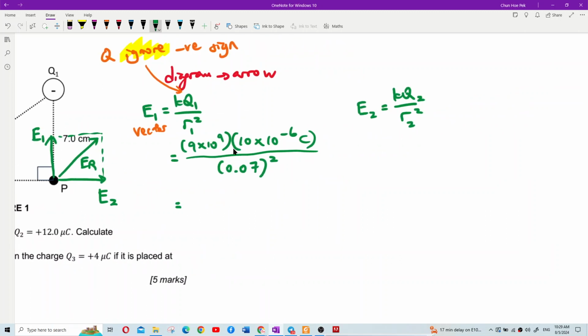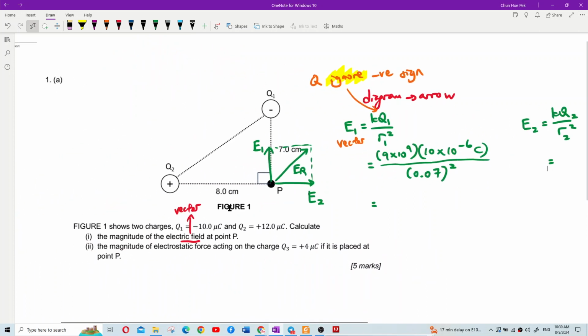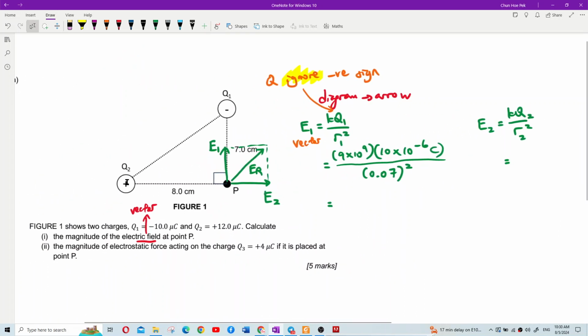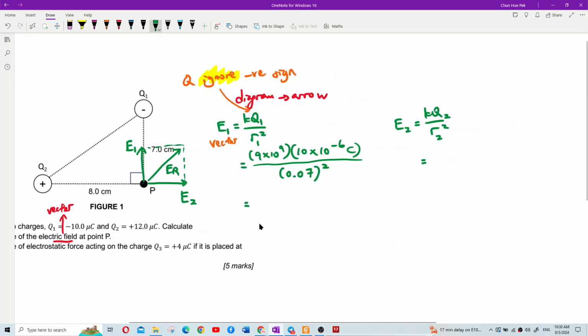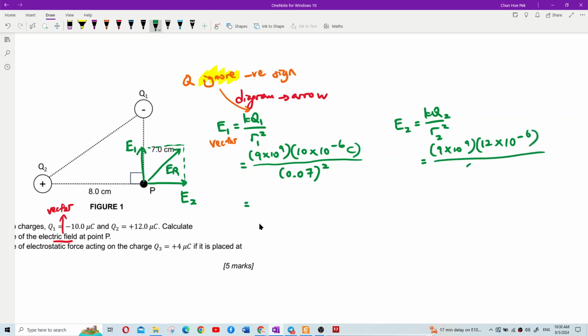Do the same thing for E2. E2 for Q2 is 12 micro. Do the same thing also: 9 times 10 to the 9, and then 12 times 10 to the negative 6. And then the distance, 0.08, divided by 100, so squared.